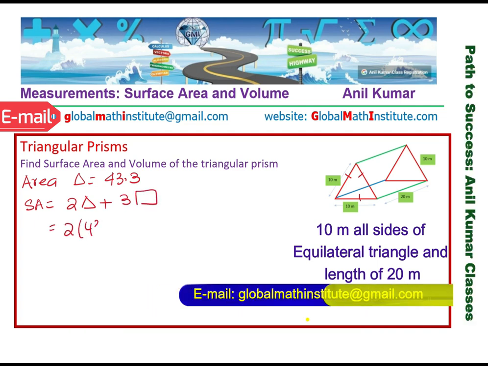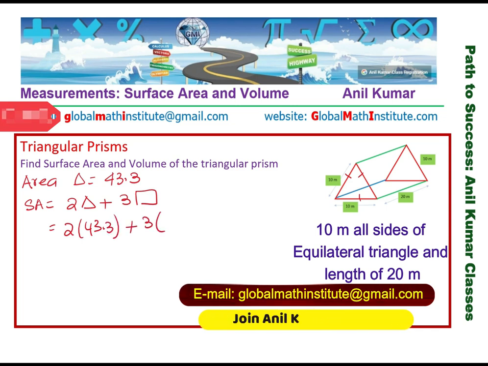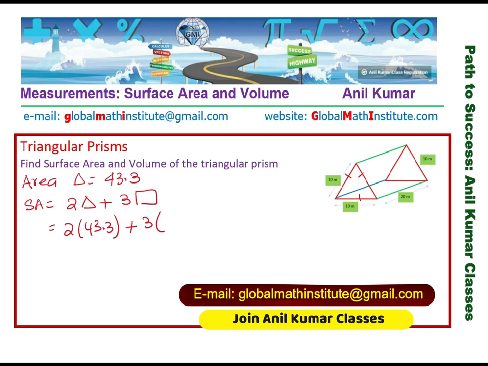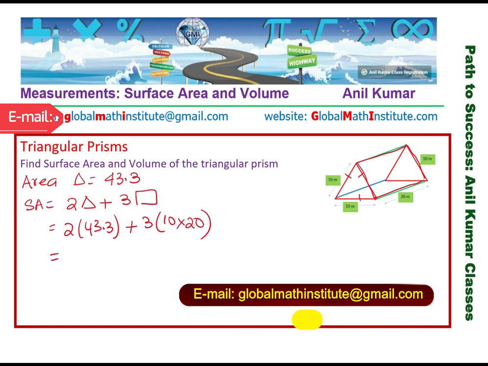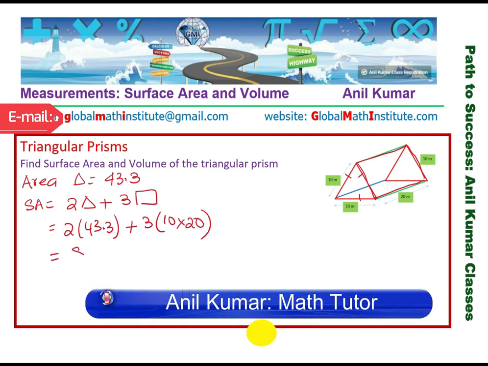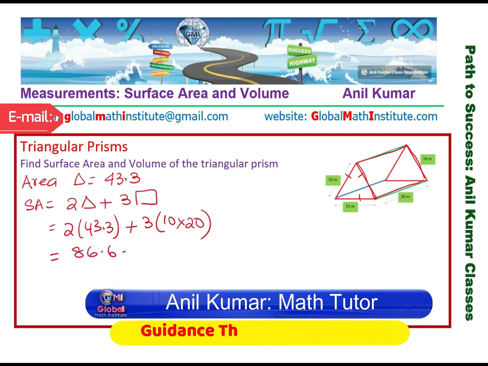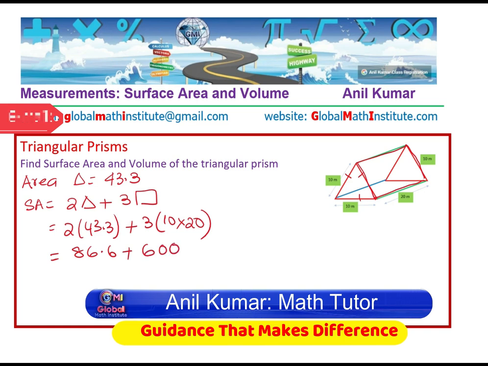2 times 43.3, which is the area of one, and 3 times each rectangle has a side of 10 by 20, right? Think about this, all are the same, right? 10 by 20. So it is 10 times 20. So you can now calculate the answer, right? So we got 86.6 plus 3 times 200, which is 600.